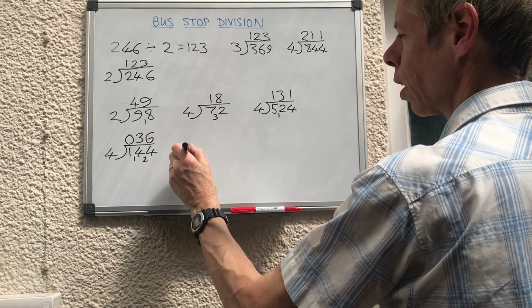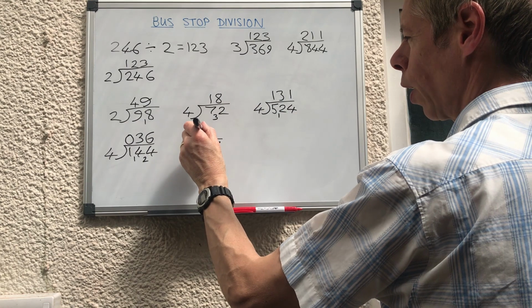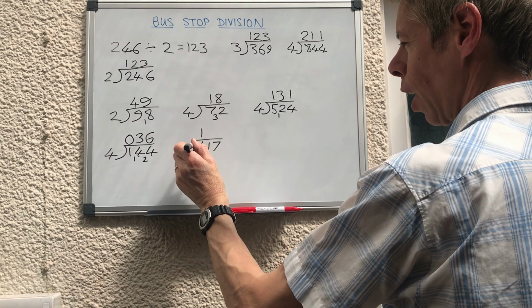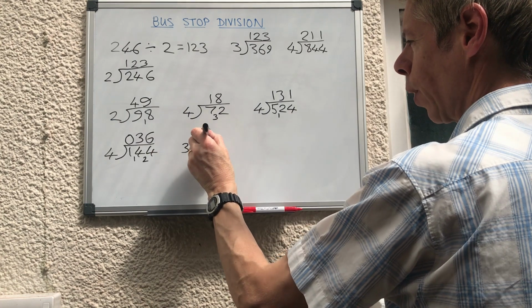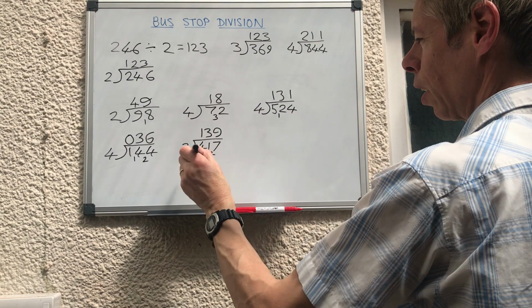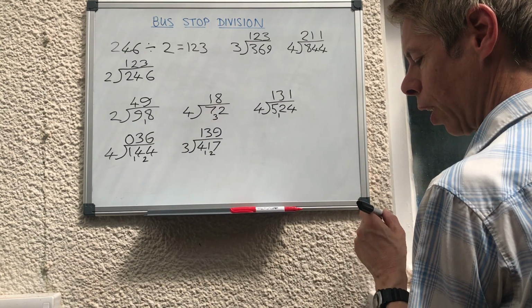Okay, 3's into 417. How many 3's in 4? Well, the answer is 1. Okay, and we've got 1 left over from that. How many 3's in 11? The answer is 3, and we have 2 left over. How many 3's in 27 is 9. So 417 divided by 3 is 139.